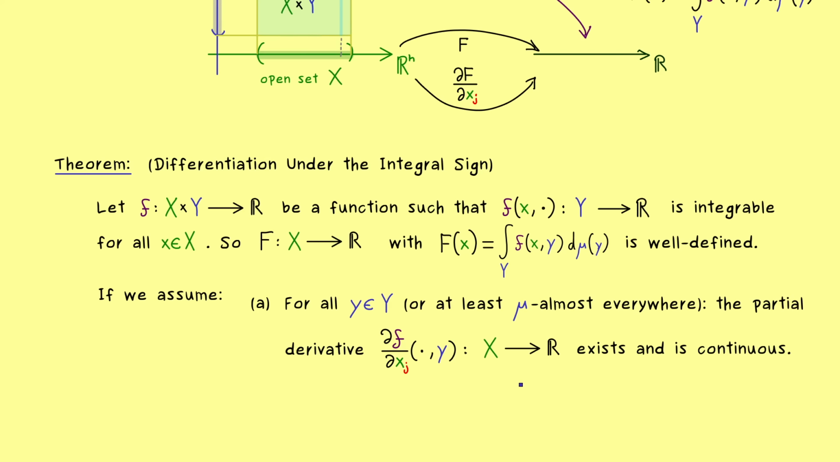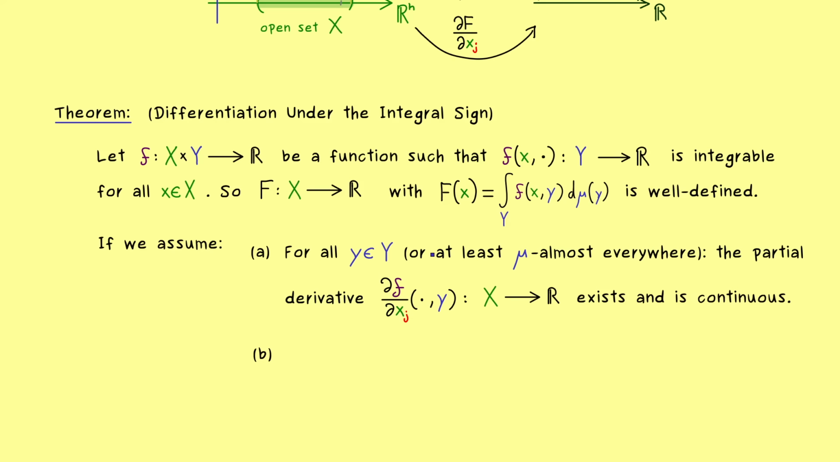And now comes the second assumption. We want that this new function is a continuous function from Rn into R. In other words, we want that our lowercase f is partially continuously differentiable. And this is a property that should translate to our function capital F as well.